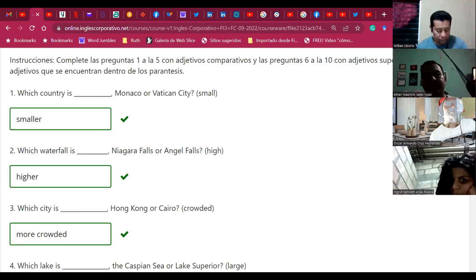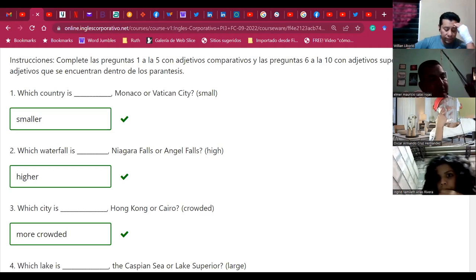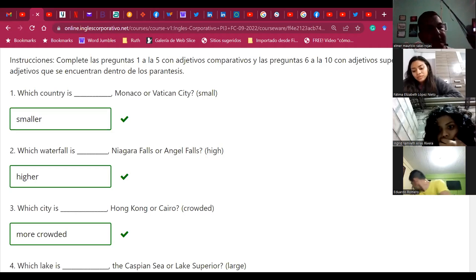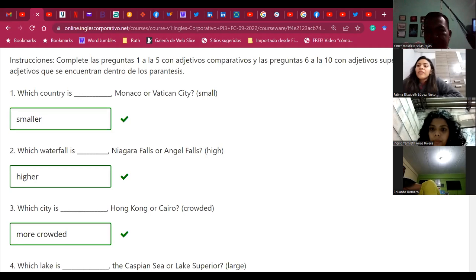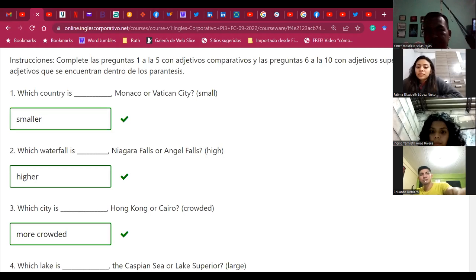Es que había hecho tres oraciones. The first one says, what car is faster? A Ferrari or a Hyundai? If you are comparing two, it is faster than. Faster than. But if you are using the fastest in the world, okay.